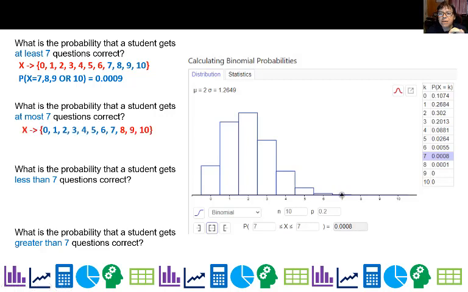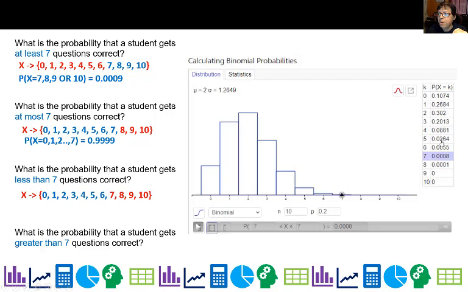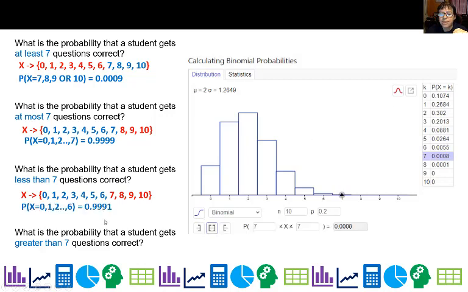What is the probability that a student gets at most 7 questions correct? Well, that means that my sample space is 0 to 10, but I'm only interested in the outcomes from 0 to 7. So I could add up all of these and I would get 0.9999. What is the probability that a student gets less than 7 questions correct? Notice how at most 7 and less than 7 are not the same. Less than 7 cannot include 7. And so the values I'm interested in are 0, 1, 2, 3, 4, 5, 6. So I would add up all these numbers to get this answer.